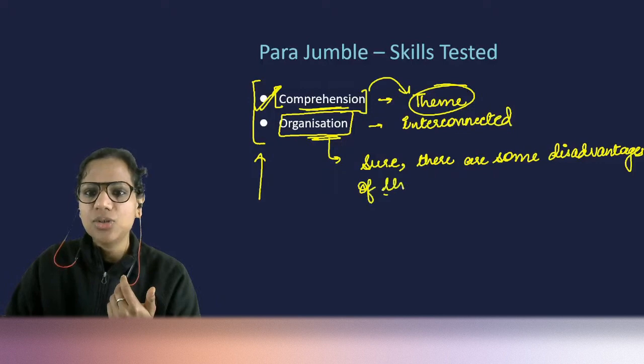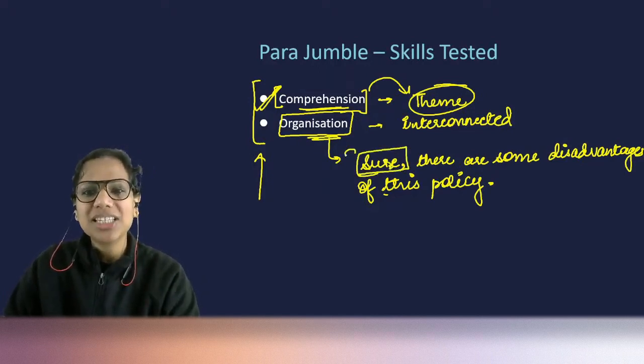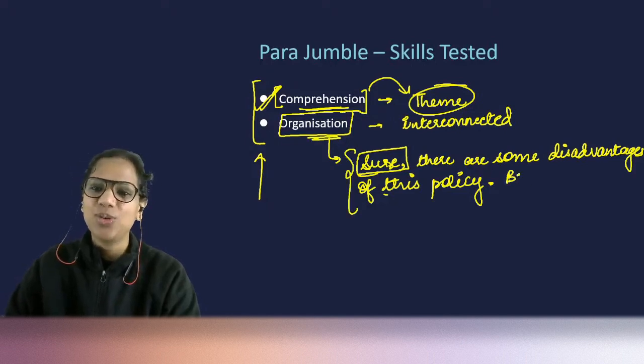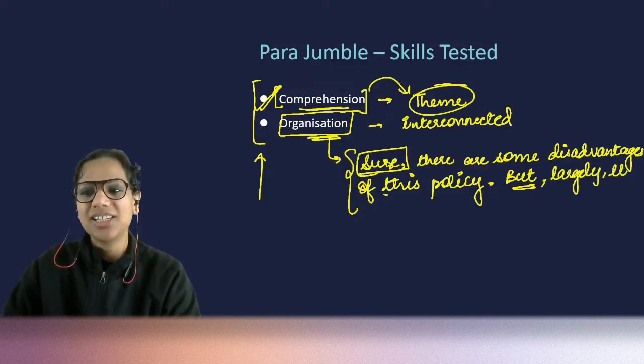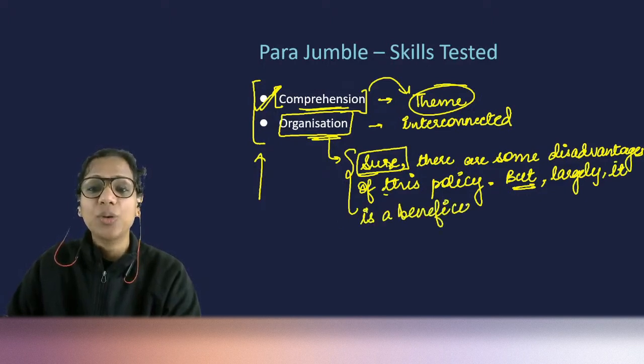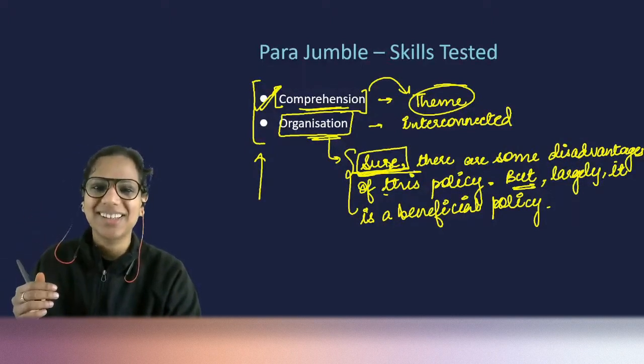If you are an avid reader, you understand that when you use this word, sure, this is the case, that means you're going to discount this idea later on. You are going to follow it up with a but. You're going to discount this idea, but largely, it's a useful policy. Largely, it is a beneficial policy. So, how did I develop this understanding? By reading. I noticed that whenever the author says this thing, sure, later on the author always discounts this idea. Sure, but.